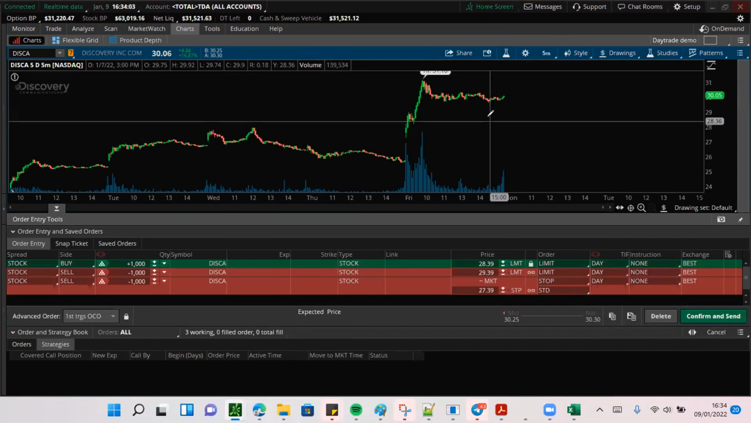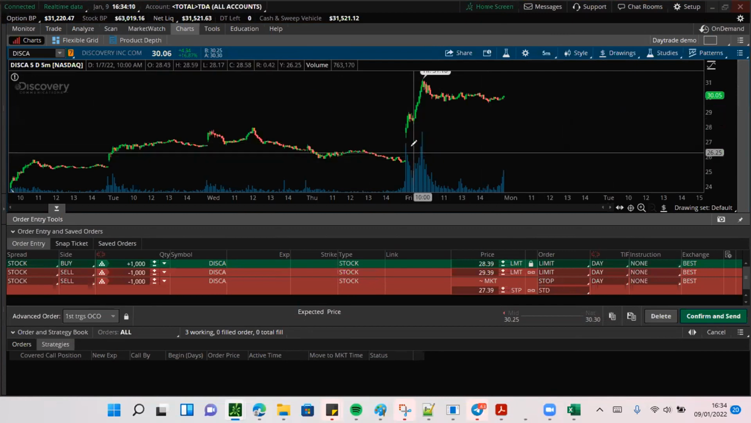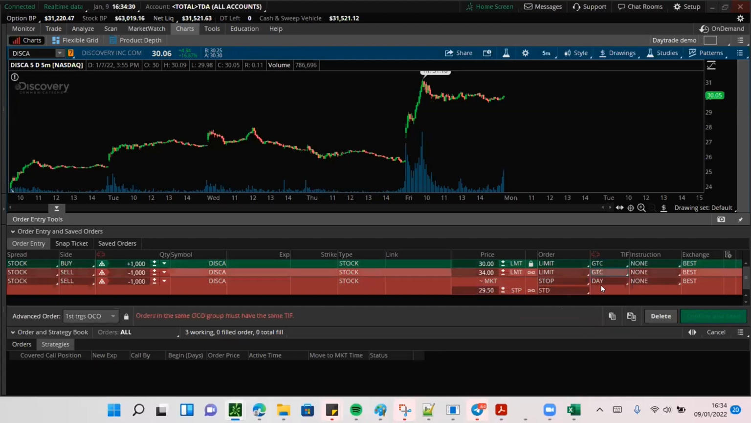Okay, so let's say I give the same alert on next Monday, and I want to execute this trade. So I say that I want to buy it at, let's say, $30, and I want to take a profit at 34, and I want to take the loss only 50 cents. Okay, so right now I'll just set everything to GTC so that the order will be active until it gets filled.